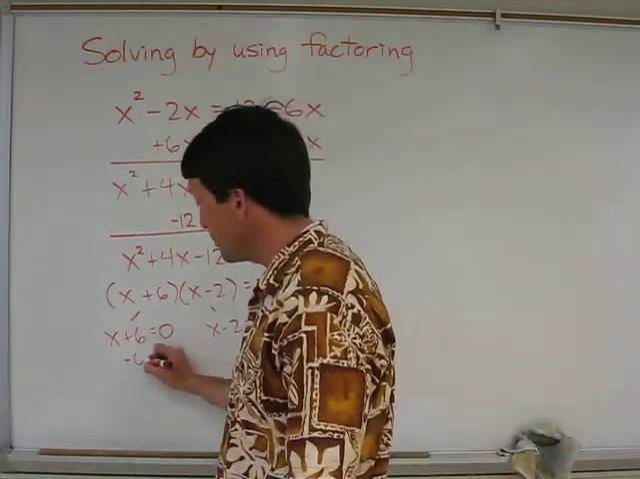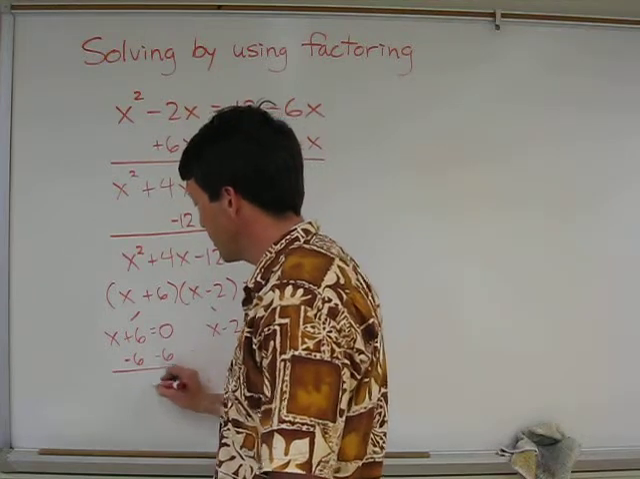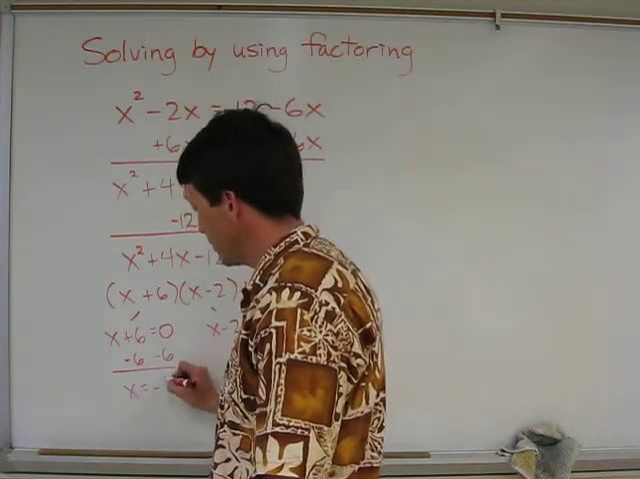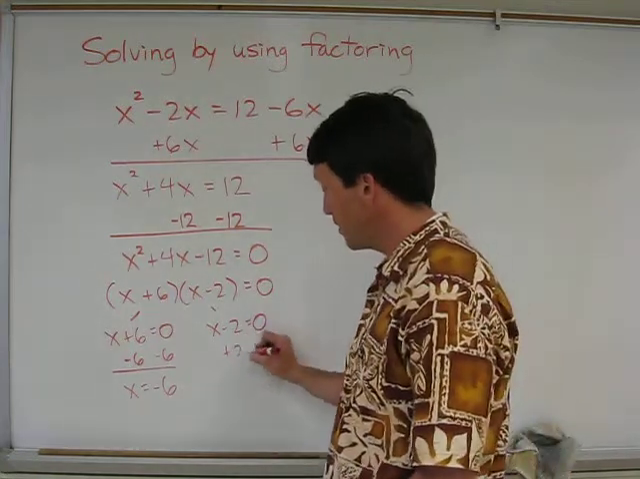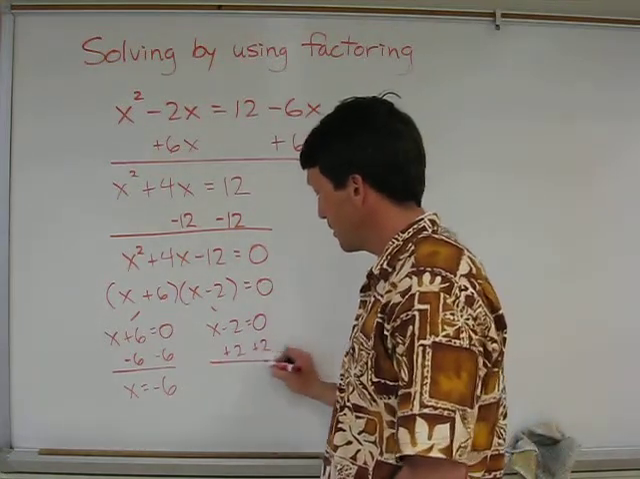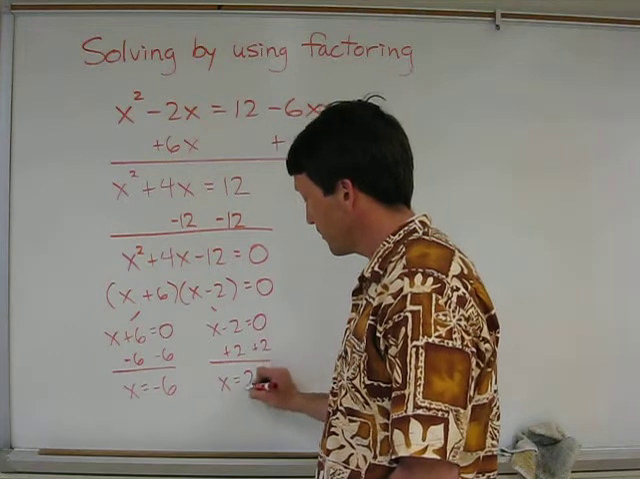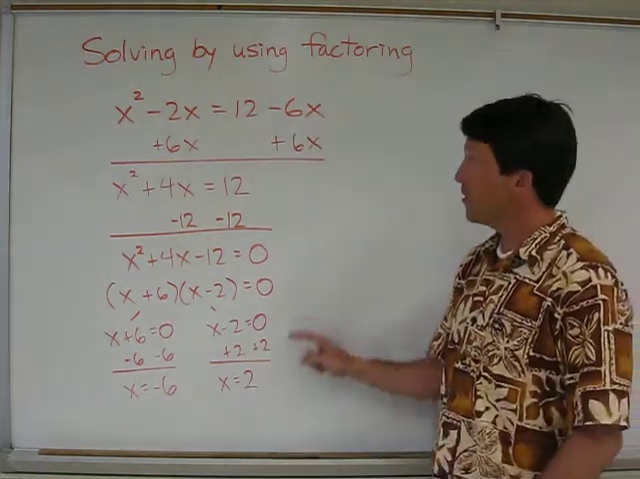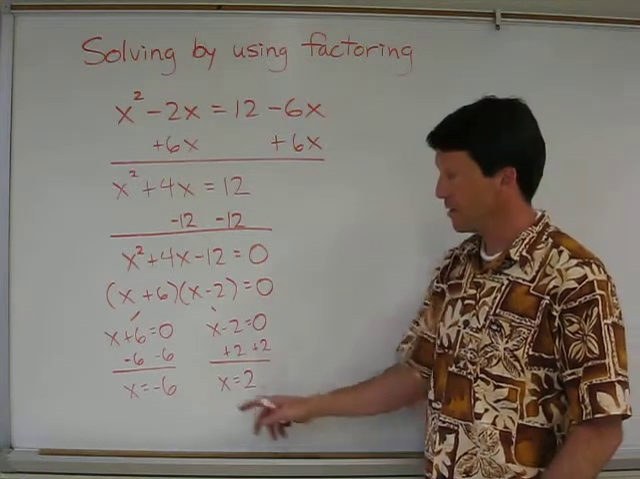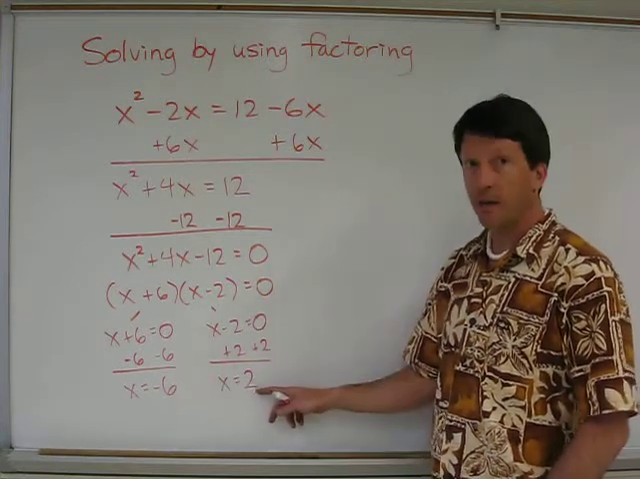Over here I subtract 6. So I get negative 6. And over here I add 2 to both sides and I get 2. So this equation has two answers, negative 6 and positive 2.